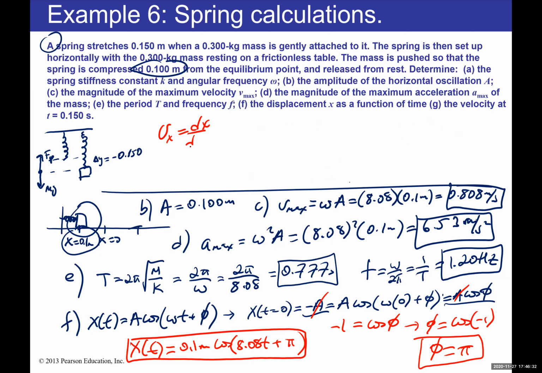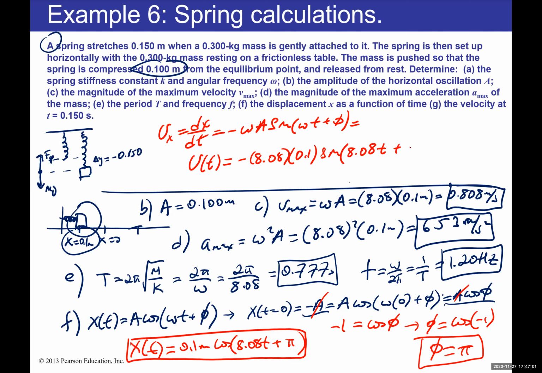is equal to just dx dt. Then derivative of that, right? So it becomes negative omega A sine of omega t plus phi. That means this is going to give me, so again, v as a function of time is then going to be negative omega, which is 8.08, then A is 0.1. Then sine of 8.08 times t, then plus pi. And then this is for specifically when v at the time of 0.15 seconds.